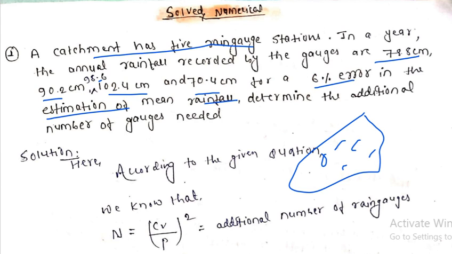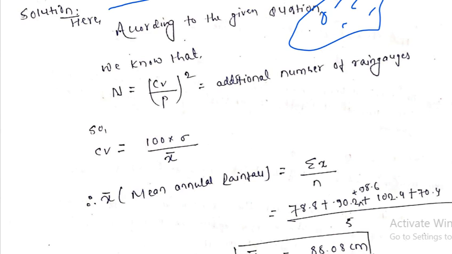So everything is given in the question, you just need to calculate the additional number of rain gauges required, right? It's very easy and simple. My dear friends, we already know this formula: N is equal to (Cv by P) whole square, where Cv can be calculated as sigma by x bar into 100. So here the x bar is the mean annual rainfall.